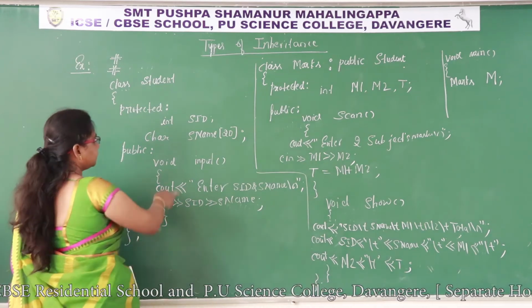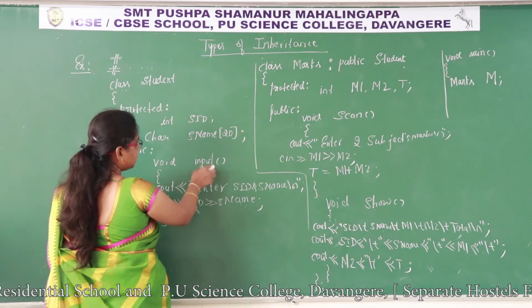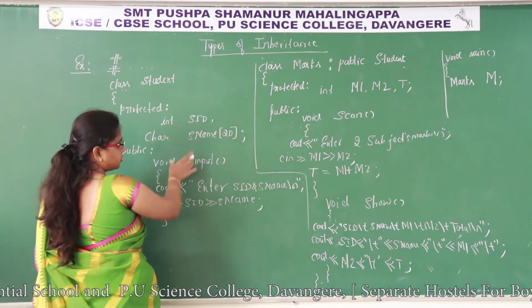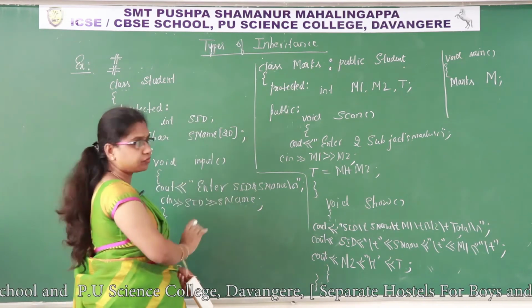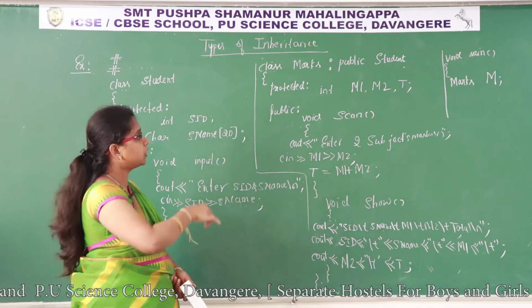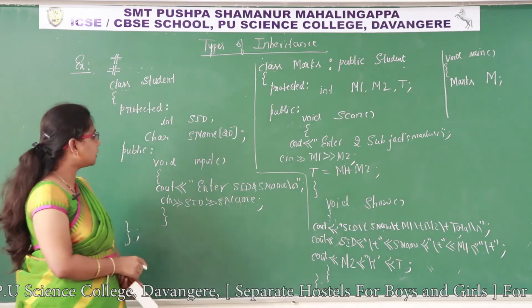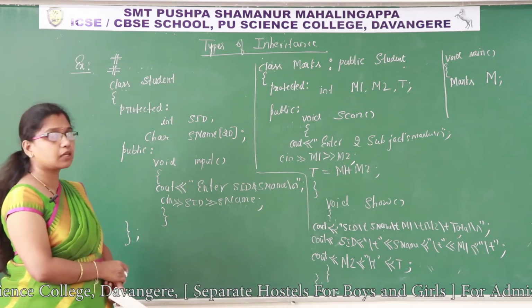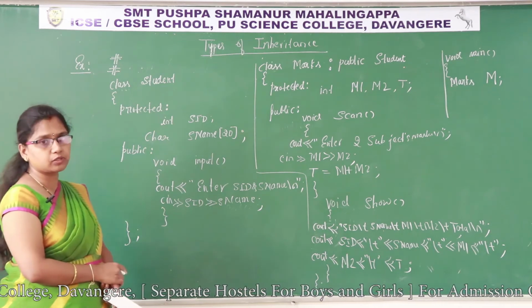So here I have taken a member function, input function. This function accesses a protected data of this class. So I want to call input function first. Through which object? Through the derived object marks. So is it possible to access input function from the derived class object?